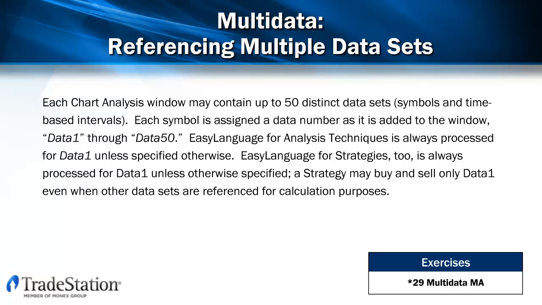The way that multi-data works in EasyLanguage is that each data stream in the chart is going to have a data number assigned to each of those data streams. The symbol that creates the chart is always data 1, and data 1 is always assumed whenever you're referencing price points. So when you say open, high, low, close, EasyLanguage assumes you mean data 1. If you are going to reference those same price points on a second or third data stream, then you have to be explicit and you have to say data 2, data 3, data 4, that kind of thing.